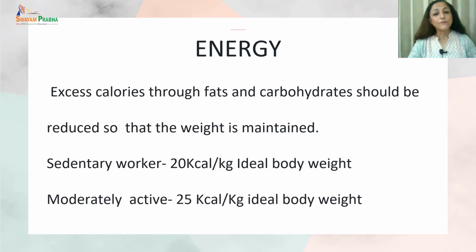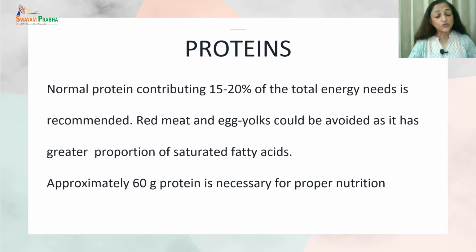So let us see what are the macronutrient needs during hypertension. We know excess calories through fat and carbohydrate should be reduced so that the weight is maintained. For a sedentary worker, we would recommend 20 kilocalorie per kilogram of ideal body weight, that is the amount of calories he should be taking. If the person is moderately active, then 25 kilocalorie per kg ideal body weight is a right choice. So coming to protein, normal protein contributing 15 to 20% of the total energy needs is recommended.